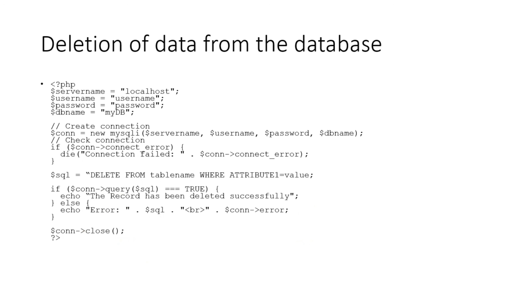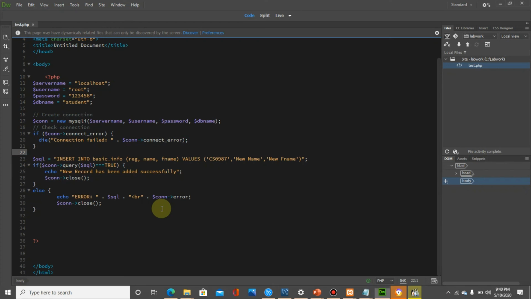Next thing is deletion of data from the database. We use the same procedure as we used for insert. The only difference is the query. For delete, here we will use the delete statement. So if you are going to delete something from a table, you must type delete from table name, and you will give a condition like here we have attribute 1 is equal to value, and the rest of the things are same. So we can change that code of insert into delete.